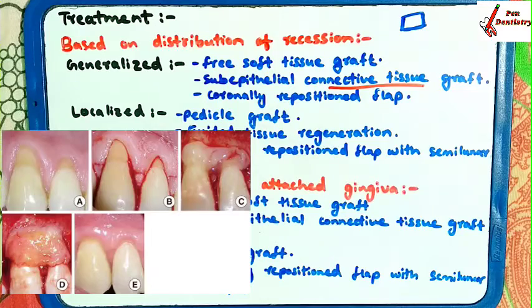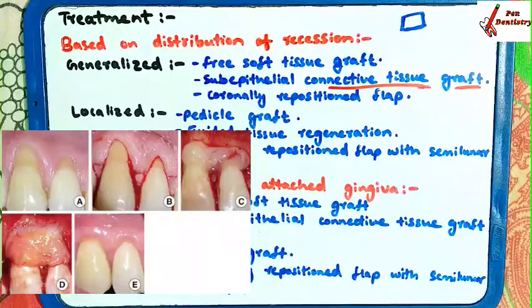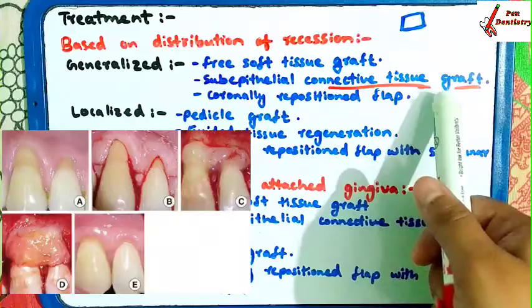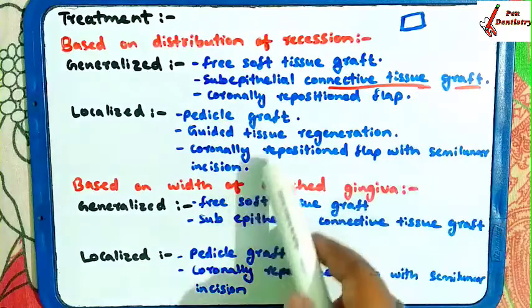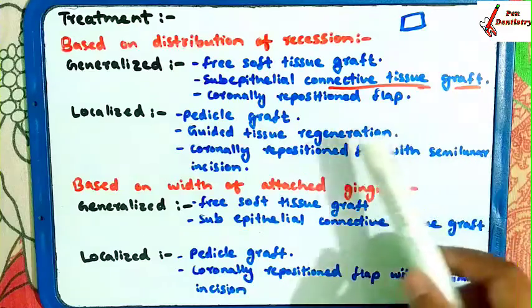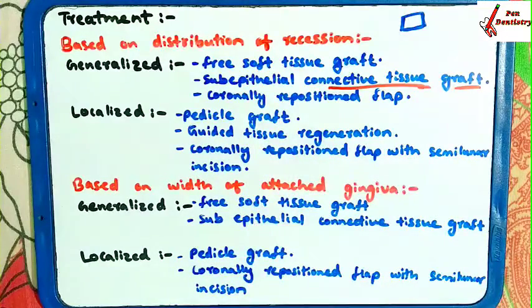We are placing the connective tissue graft on the site of the surgery, on the site of the recession area. That's why it is known as connective tissue graft. I will be explaining this subepithelial connective tissue graft and GTR, guided tissue regeneration, which you might have heard about, in a detailed manner in my next lecture. So keep watching Pen Dentistry.